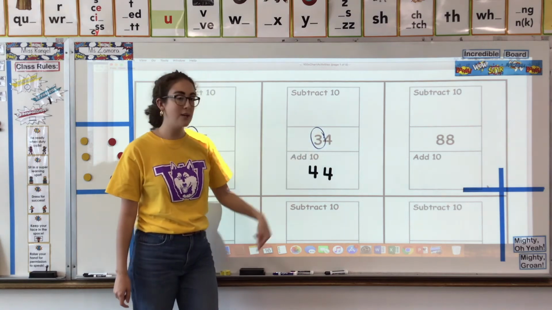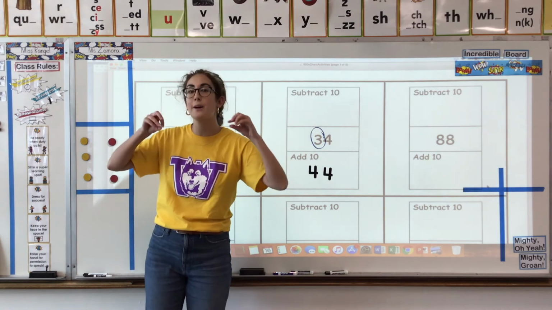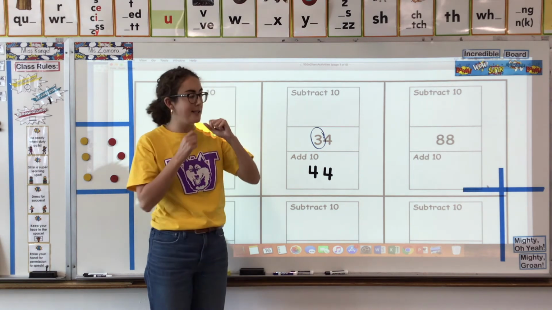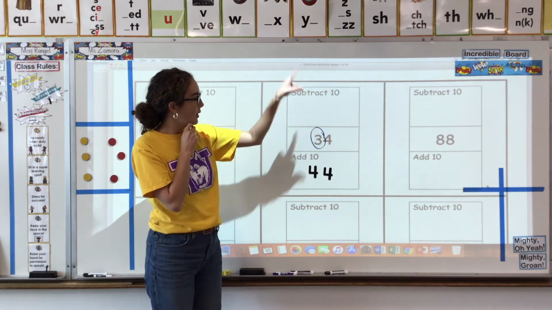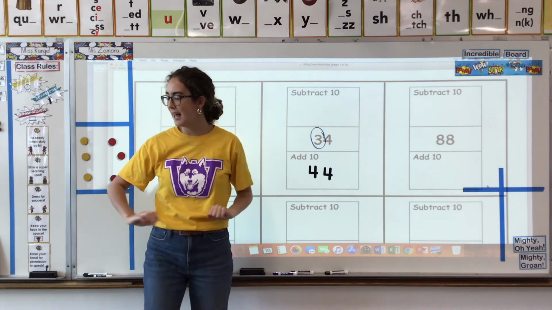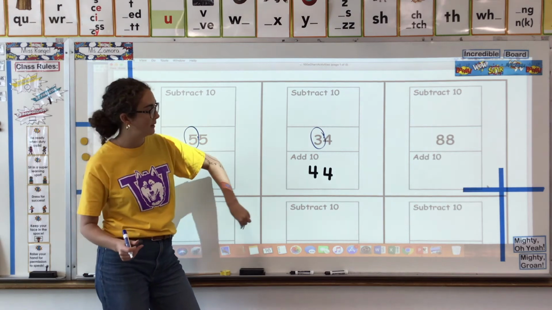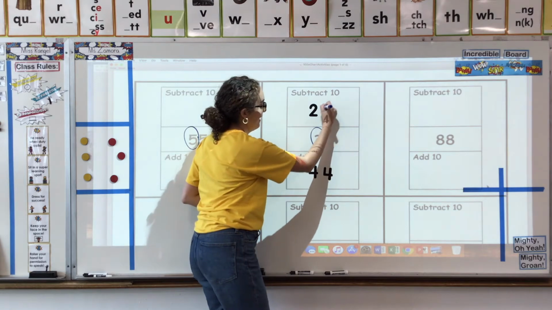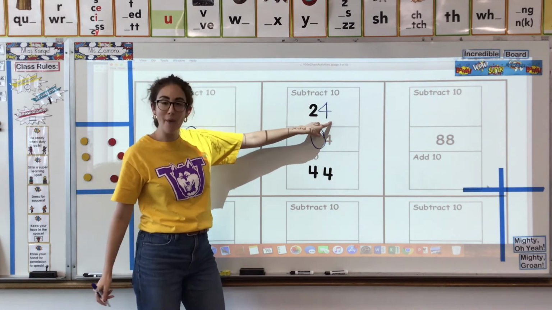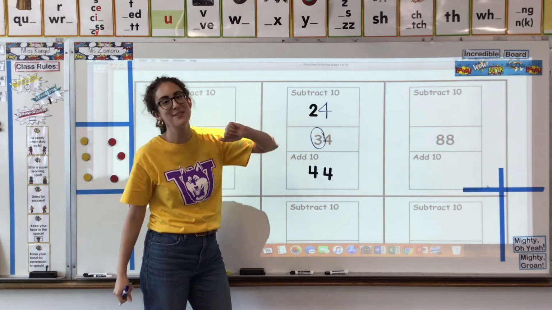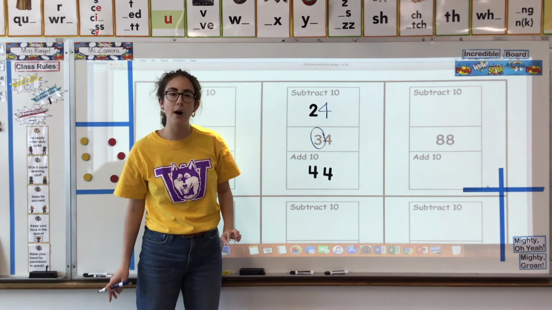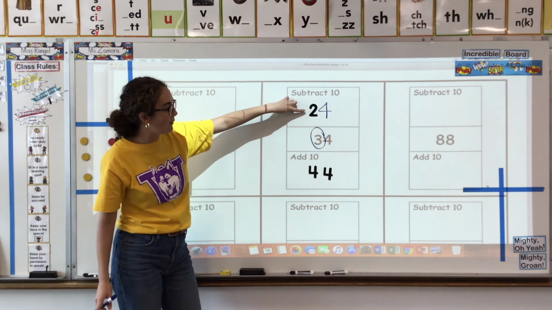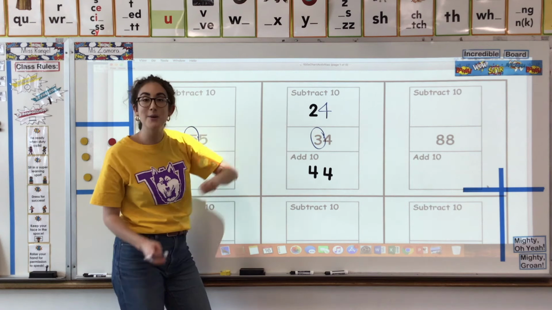Okay, what about subtract 10? Our starting number is 34. If we want to subtract 10, we're going to take a 10 away. So, we have 3 tens. What would be 10 less? We would have 2 tens, and our number would be 24. I'm running out of magnets, so I have to write it. 24. Because we went from 3 tens, and now we have 2 tens.